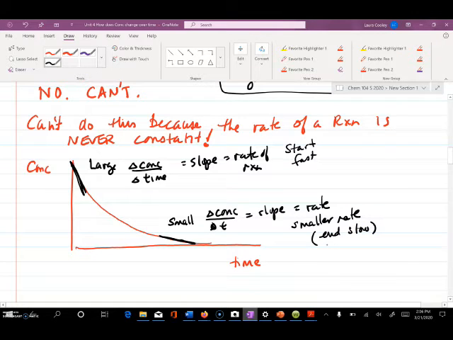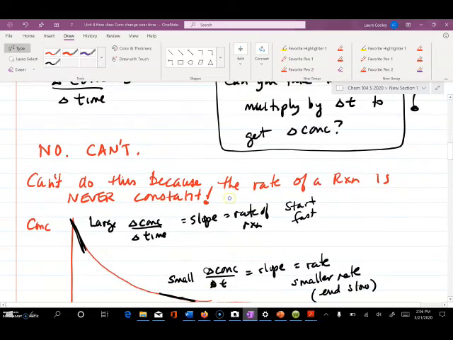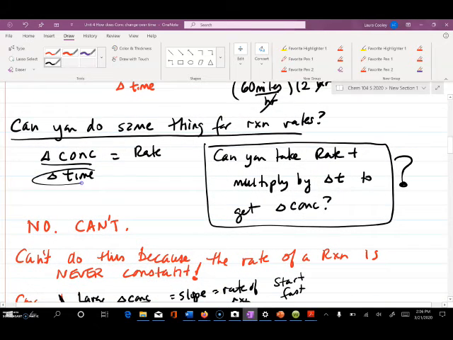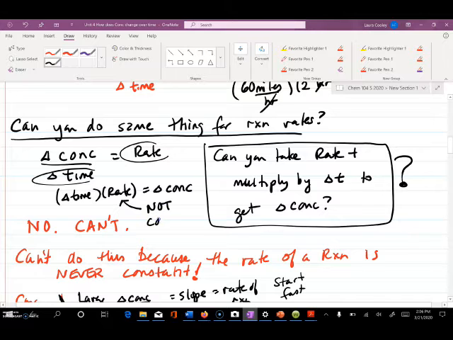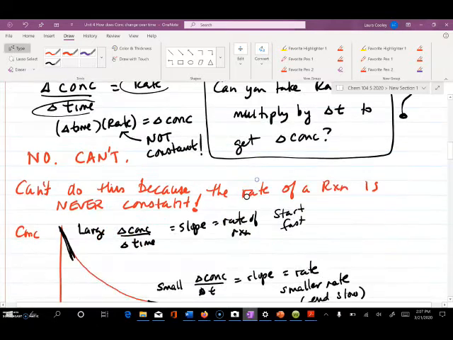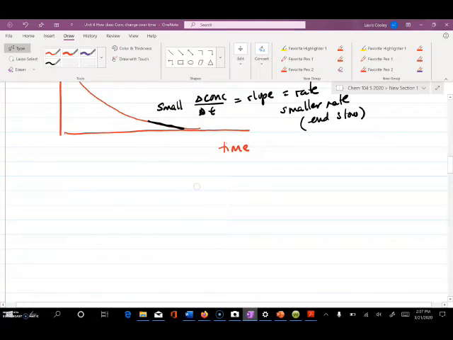Okay. So we can't use this idea that you can just multiply the change in time by the rate, because if you rearrange this equation, multiply the change in time by the rate to get the change in concentration, you can't do this because the rate is not constant. And that's a big pain, all right? So we really can't use that simple method. So what are we going to do?